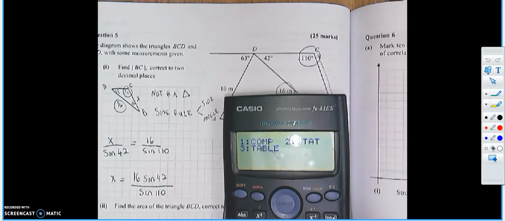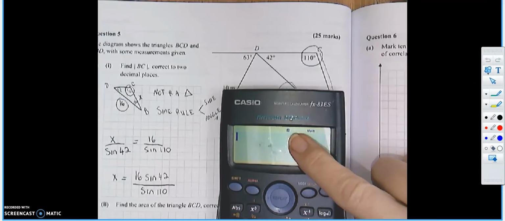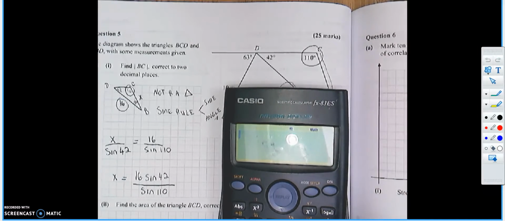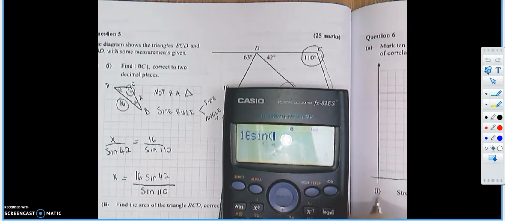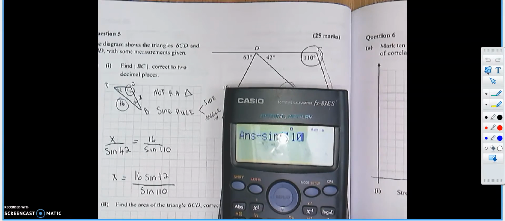When you have that, you get your calculator. You put your calculator back into normal mode by pressing 1 if it's not there. You check it says degrees at the top and then you plug it in. So you go 16 sin 42 equals, divided by sin 110.